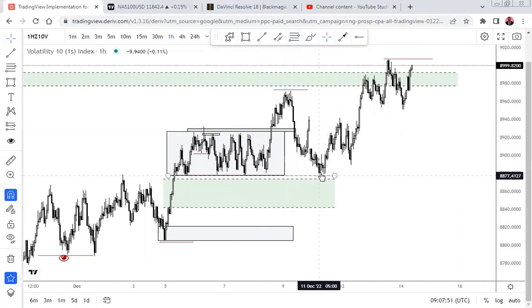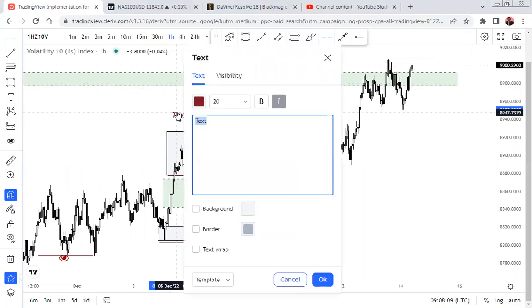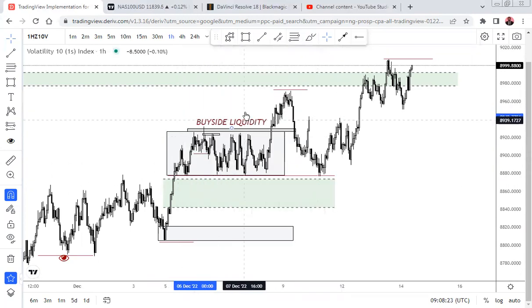It came back and touched this trend line. If you zoom it out, you see that this week cleared all the buyers that were here and rallied up. So these were buy-side liquidities that were cleared by this move. This move alone cleared all the buy-side liquidity that was here. So let me type that: buy-side liquidity. These were all the buy-side liquidity cleared.